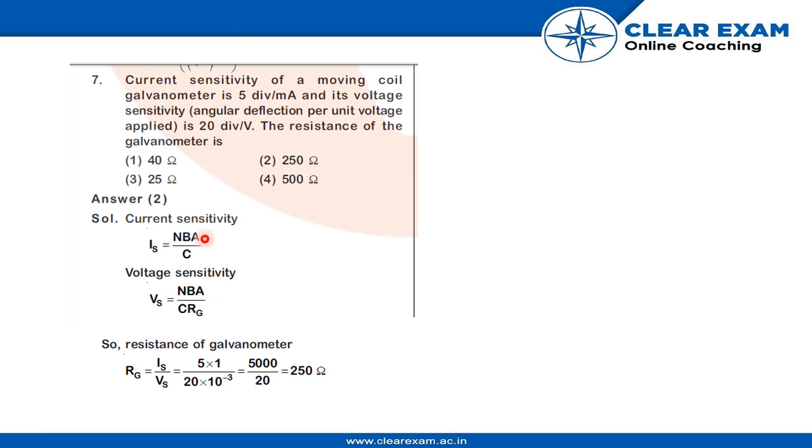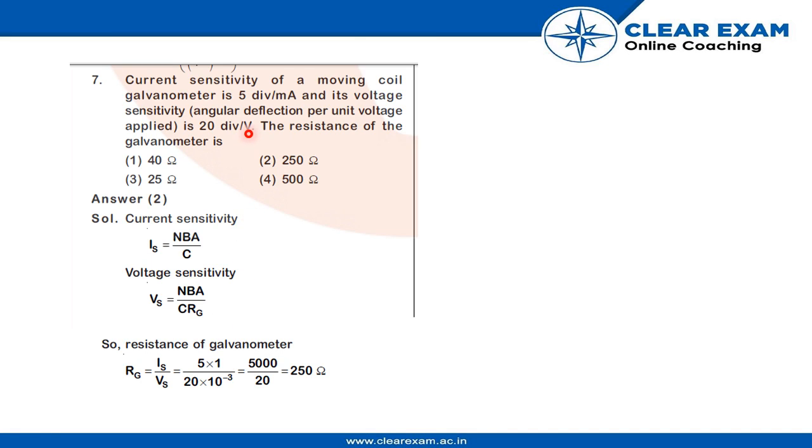We know the formula for current sensitivity is NBA upon C, and voltage sensitivity is NBA upon C into Rg, that is the resistance of the galvanometer. So we just need to put the values in the formula and we'll get the answer.